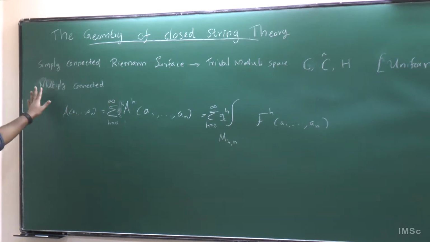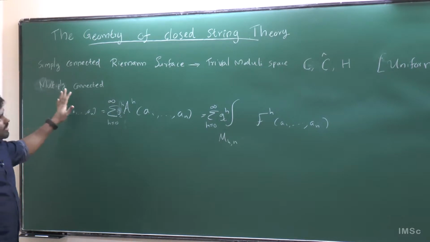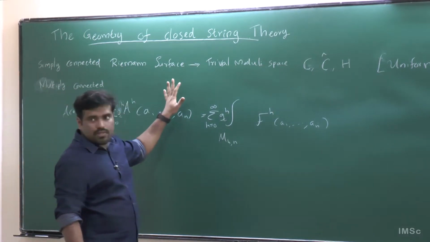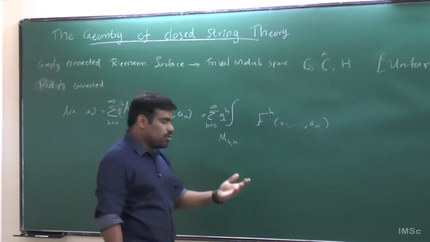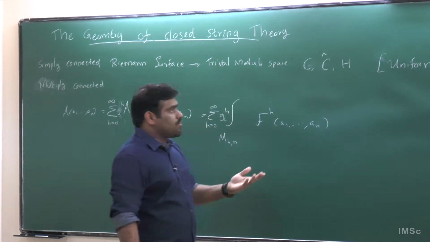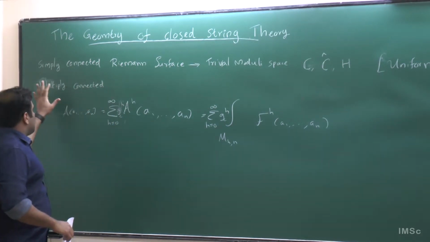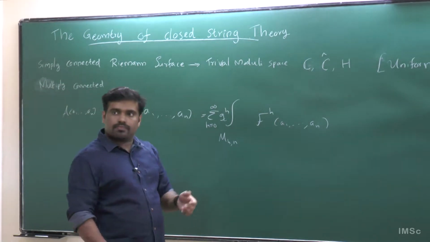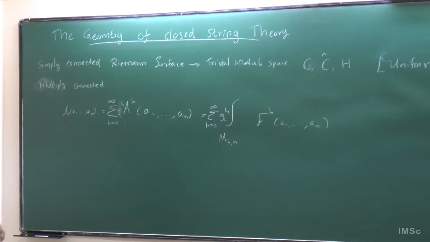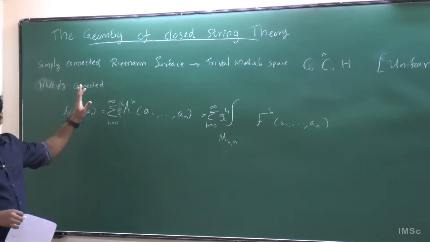Then we said that we need to understand multiply connected Riemann surfaces. That means Riemann surfaces having closed loops that cannot be shrunk to a point. So this multiply connectedness gives us a lot more possibilities. We can define Riemann surfaces having several inequivalent complex structures. So our aim is to understand the moduli space of multiply connected Riemann surfaces.